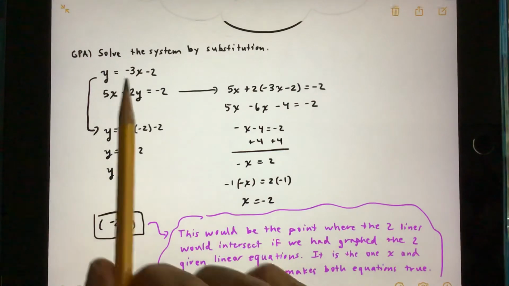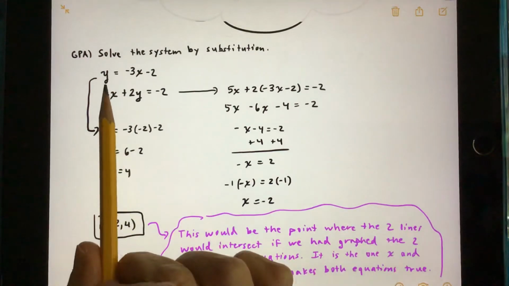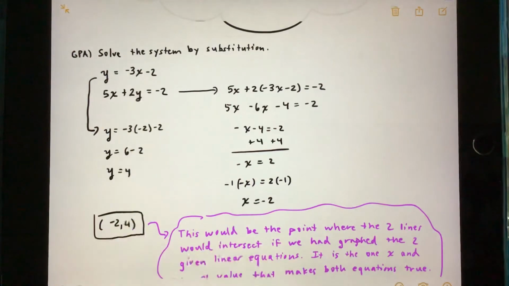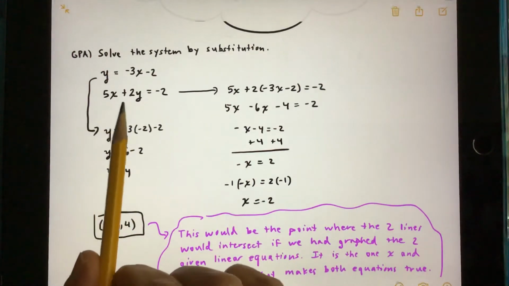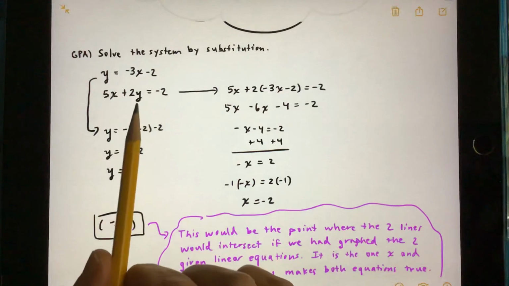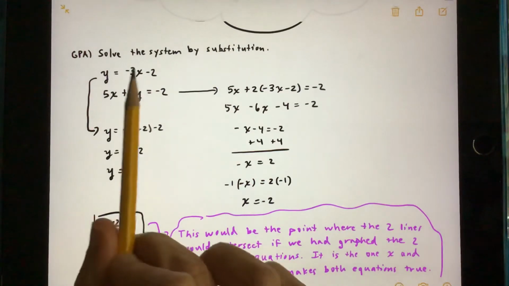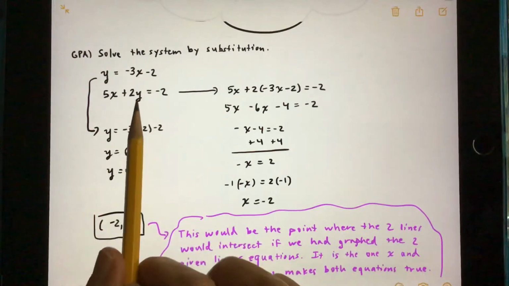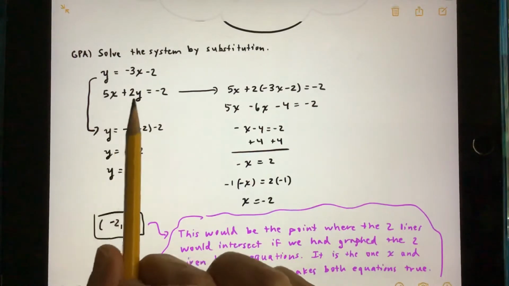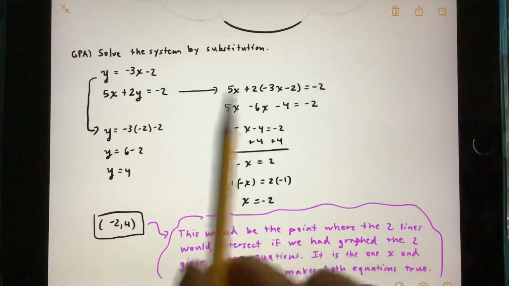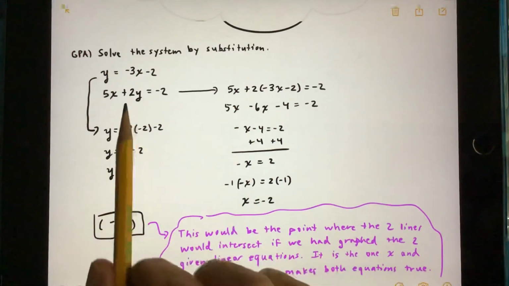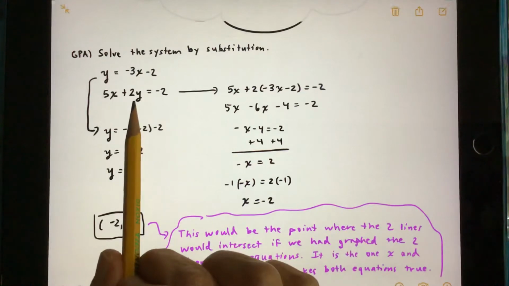Well, what we're going to notice is that we are told what the value of y is. It is whatever negative 3x minus 2 turns out to be. So what we're going to do is look at this second equation here, and we're going to rewrite it, but instead of y, we're going to put what we're told y is up here. We're told that y is negative 3x minus 2, so we're going to put that in place of y. My arrow here tells me I'm going to rewrite this equation exactly the way I see it. 5x stays the same, plus, and the 2 stays the same as well.